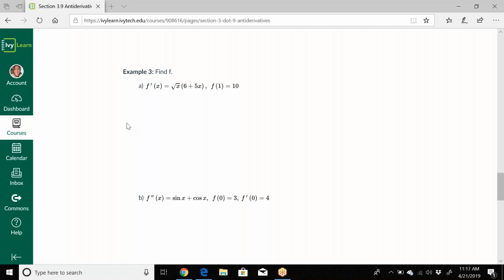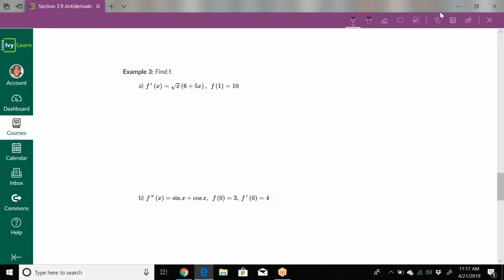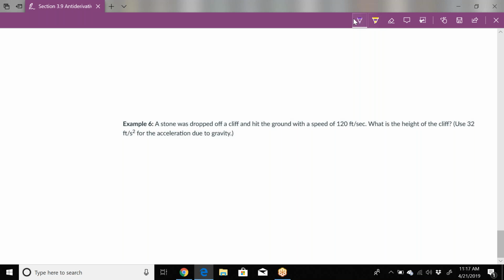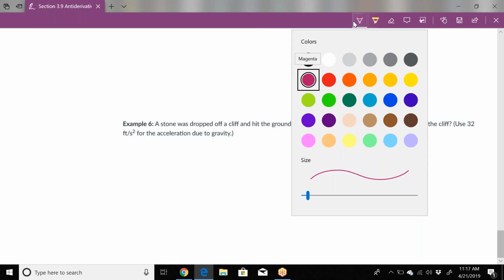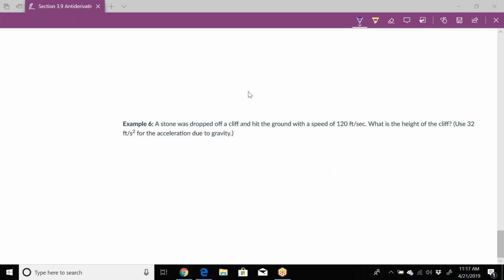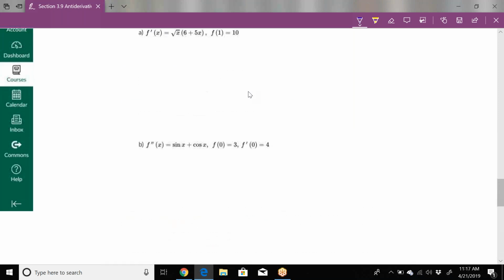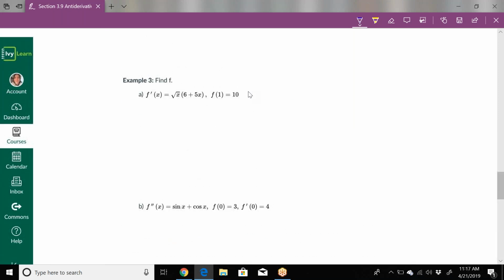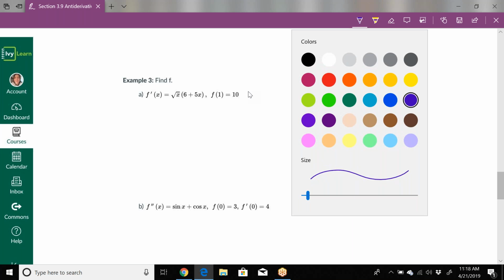All right, Math 211 students, this is section 3.9, the antiderivatives. I just wanted to go through and do a few of the examples that we skipped over, starting with example 3, part A. We did part B because it was a little bit harder, so we're going to go through part A now. Because this one had you start with a second derivative and work all the way back to the original function. So this one is starting you off with f prime and you're just trying to find the original function. So we're going to be using antiderivatives here.